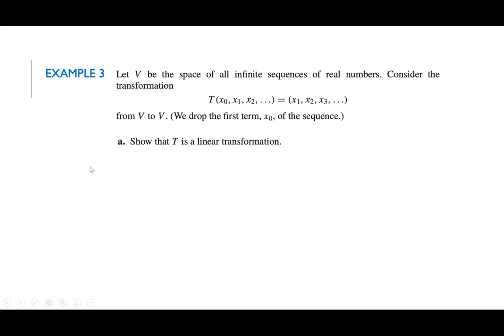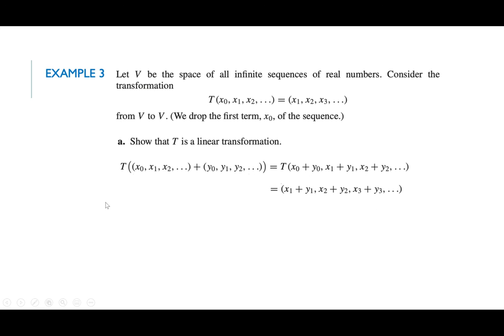To do this, we've got to show that if we take the transformation of the sum of these two vectors, that's the same as the sum of the transformations. So let's add these vectors, component by component. We get this. Taking the transformation chops off the first entry. So we end up with the transformation of the sum being x1 plus y1, x2 plus y2, x3 plus y3, etc.